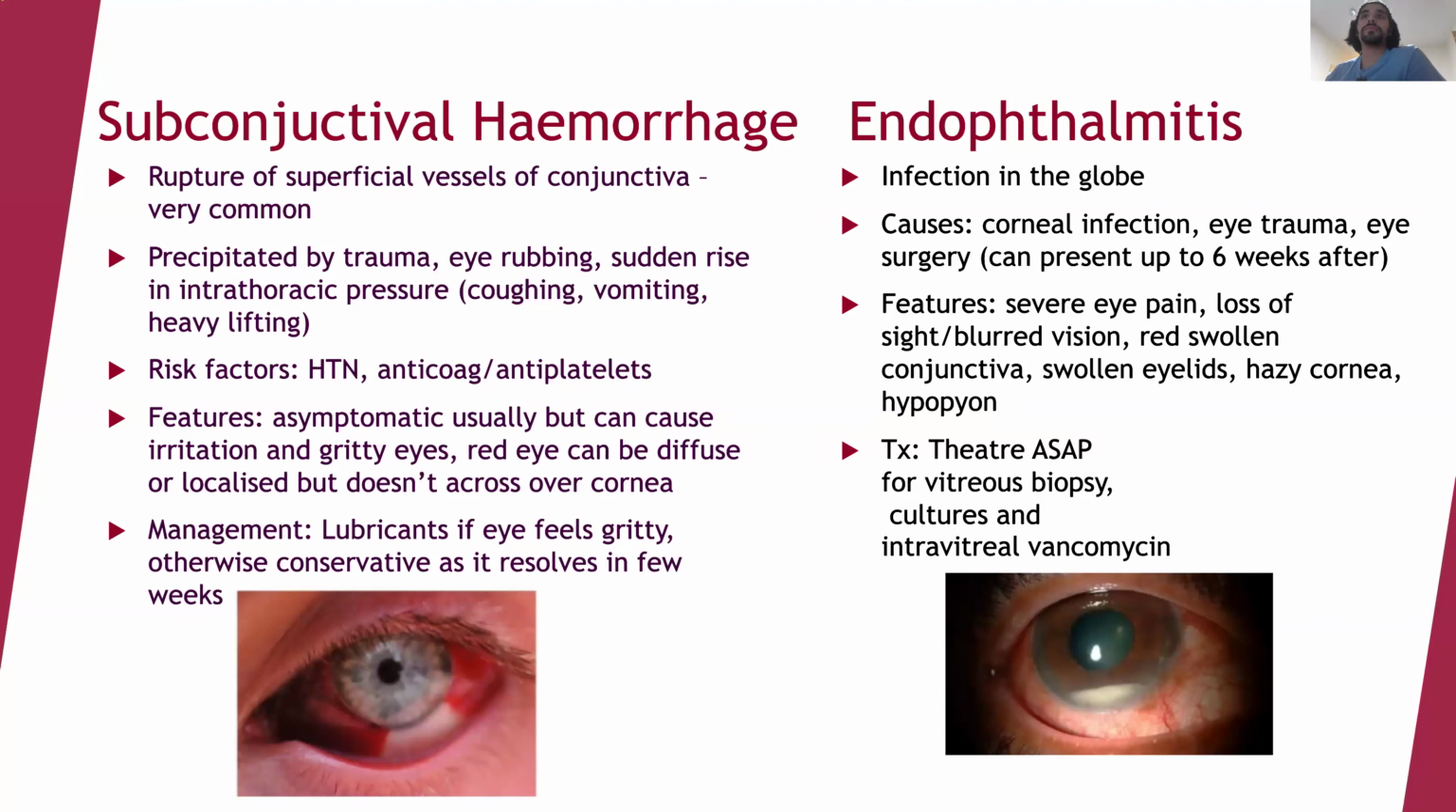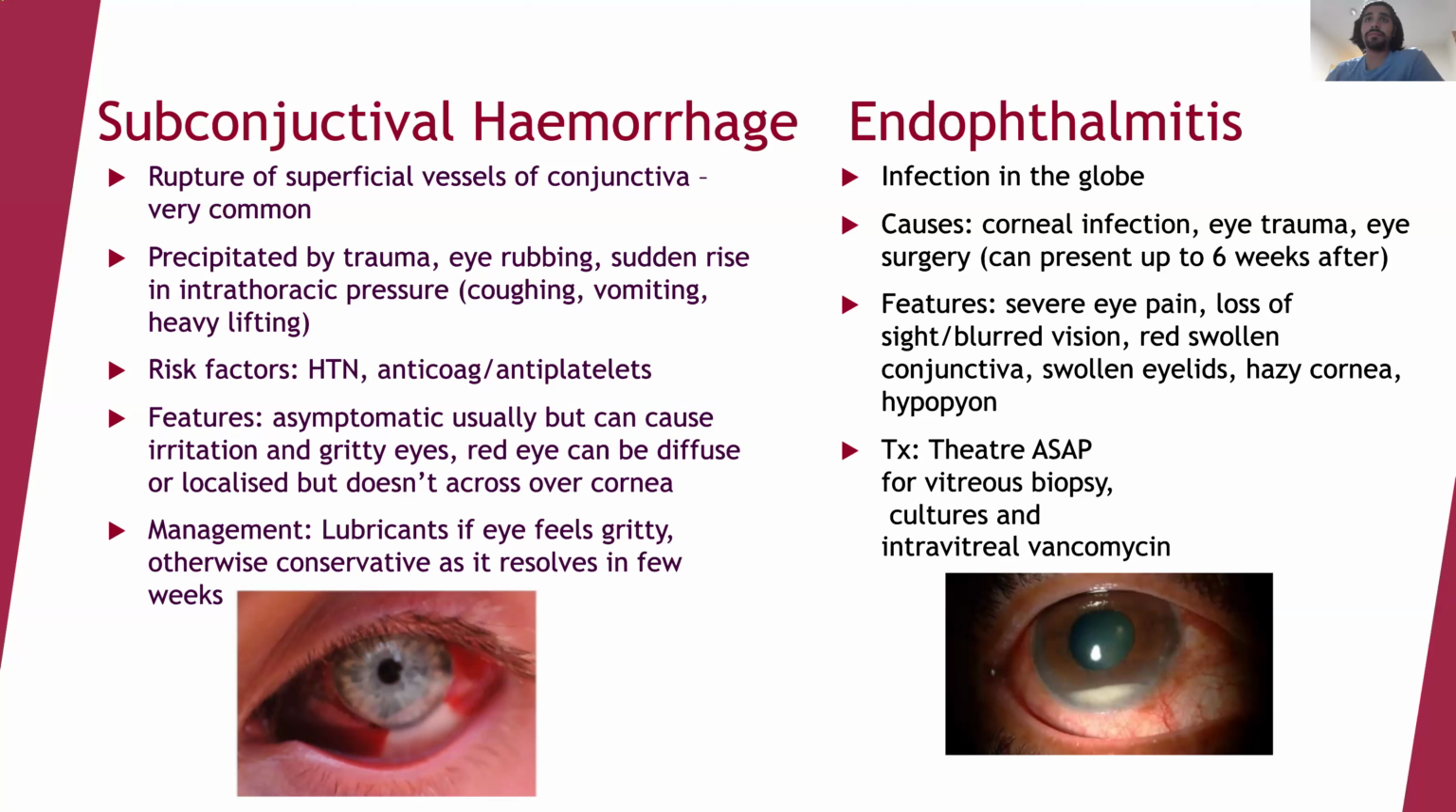Okay, and so the next thing is subconjunctival hemorrhage. Again, it's the classic picture of a red eye. You might have a small patch where we can still see the whiteness, but the red takes up a lot of the eye. And it's a rupture of superficial vessels.